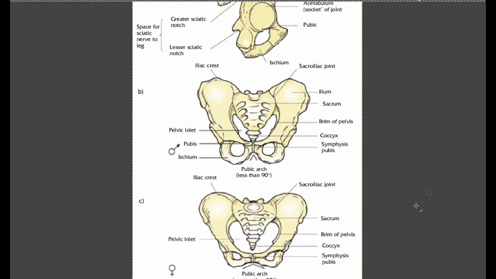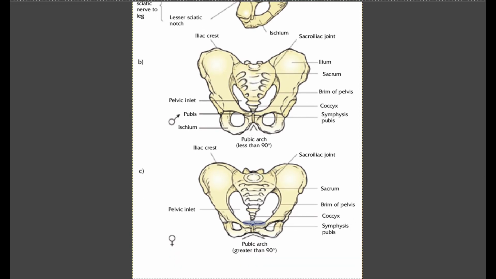Then we're going to look at the pubis, and there's only one landmark of the pubis, and that's the pubic crest. This is the top of the pubis. This is the crest of the pubic bones. So the pubic crest.